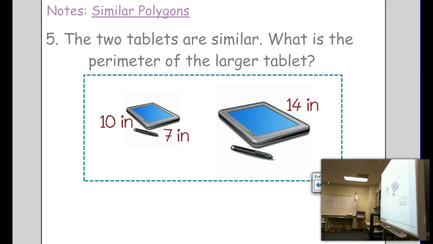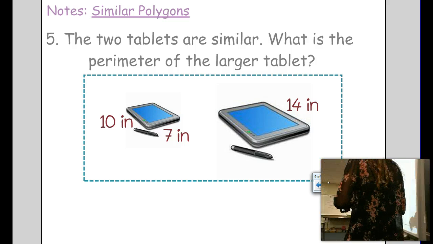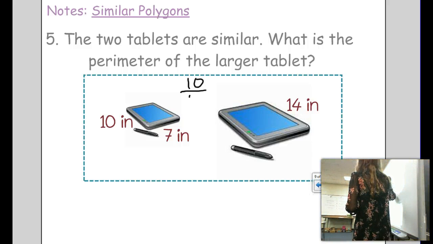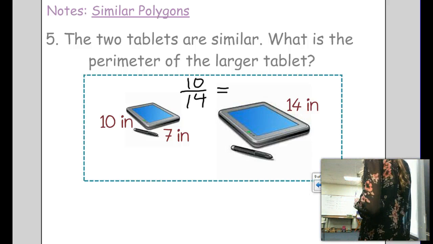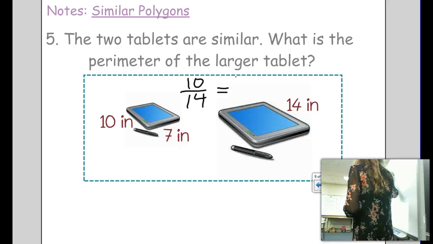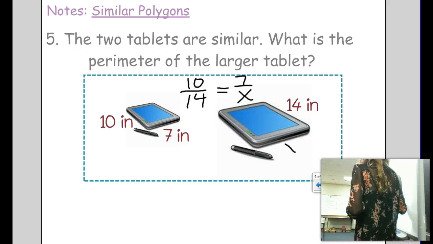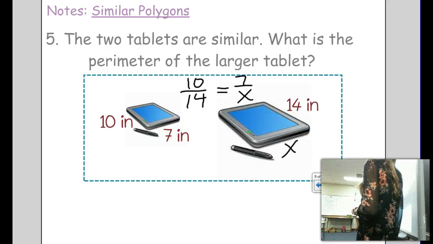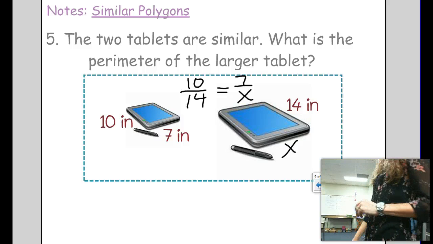Yeah. Try. Set up a proportion. Alea, can you set up a proportion for me? No, I can't. Just say it out loud. You don't have to come up here. I can't. Yes, you can. Okay, 10 is to 14 as? 7. Done. You totally could set up a proportion. 10 is to 14 as 7 is to x.